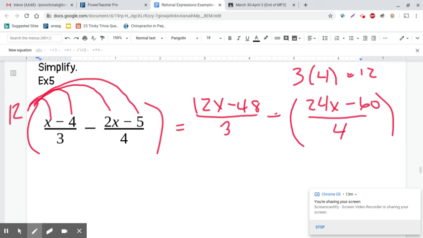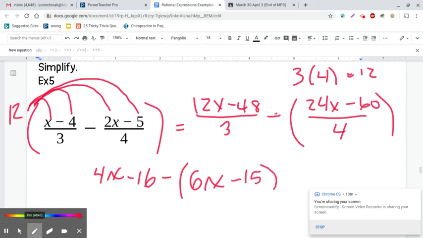Now we're just going to divide out. 12x divided by 3 gives us 4x. A negative 48 divided by 3 gives us a negative 16. Bring down your negative and your parentheses. 24x divided by 4 gives us 6x. And a negative 60 divided by 4 gives us a negative 15.